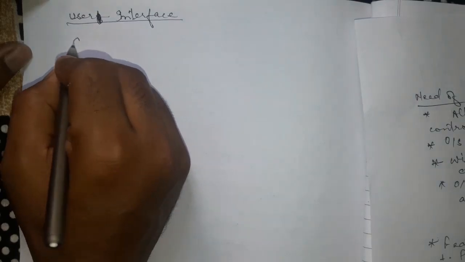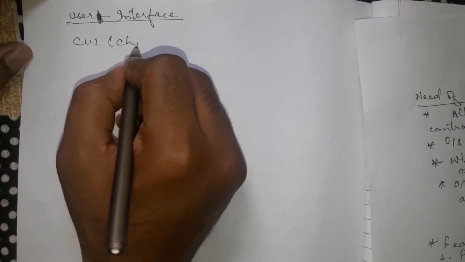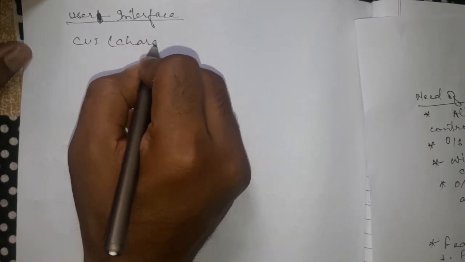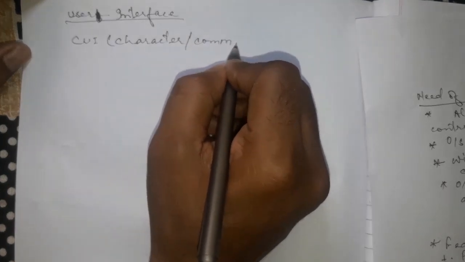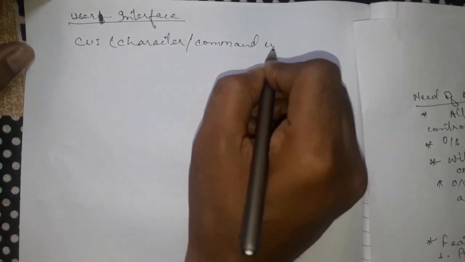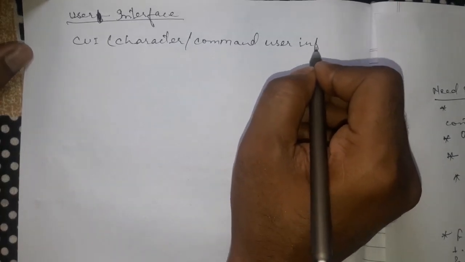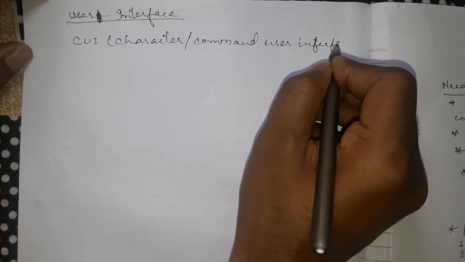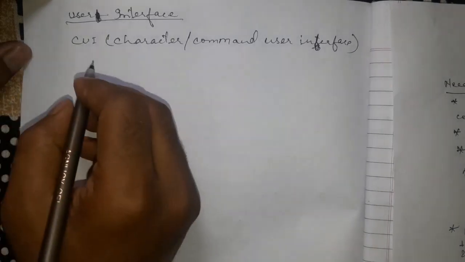Some more topics, let's see. User interface. User interface is of two types. The very first type is CUI, that is command user interface or character user interface. Both names are very common. Sometimes it is called character user interface, sometimes command user interface.